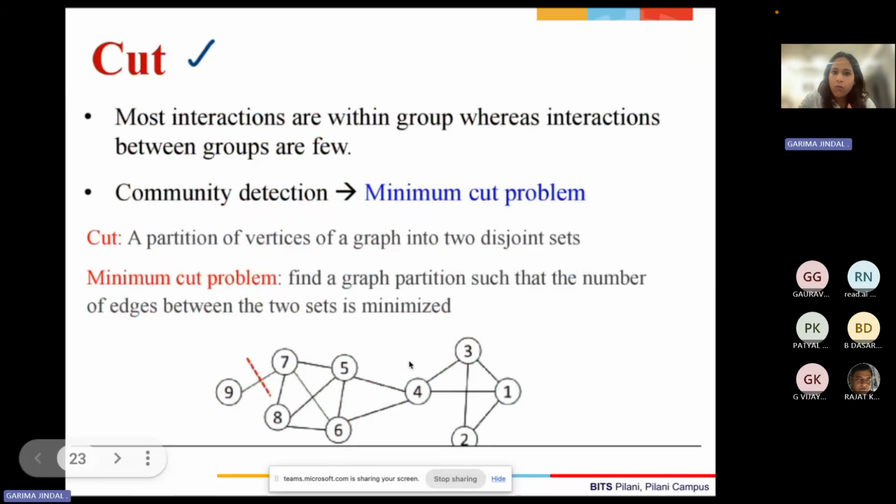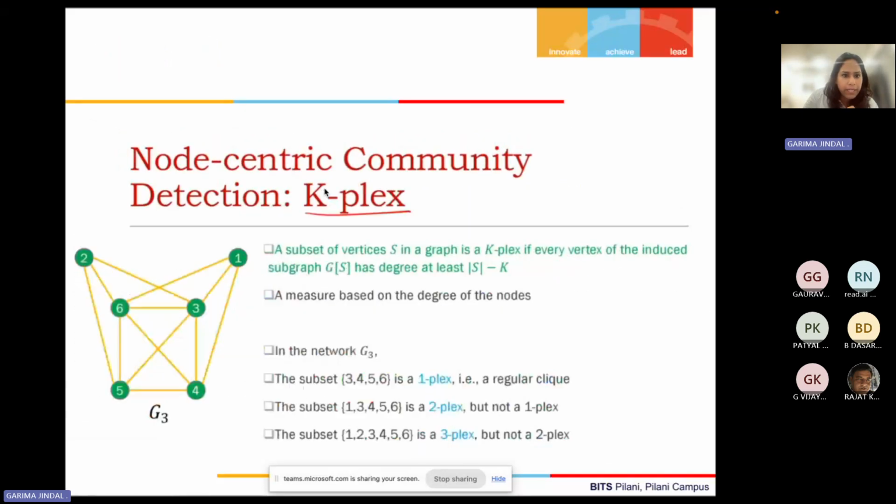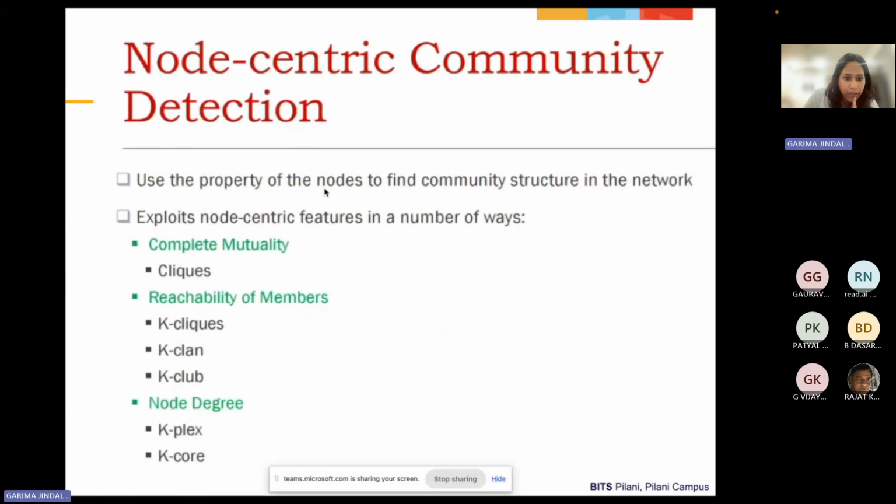So then there was another method that was very convincing, that is based on cut. Okay, so now I think we have covered all the methods that are node based. Here we have covered the cliques, k-clan, k-club, k-plex, and k-core. So these were all the methods that were based on node measures, and we have covered all these methods.